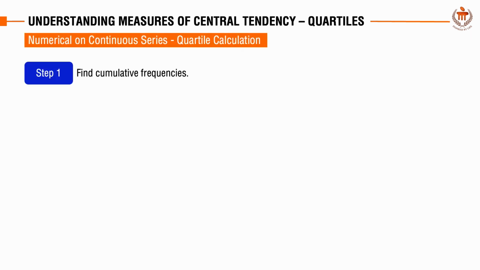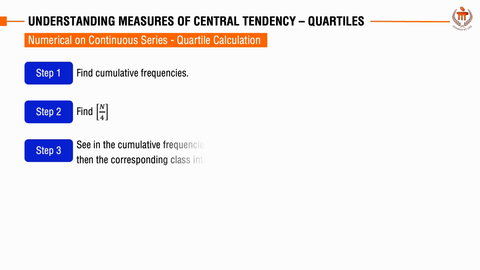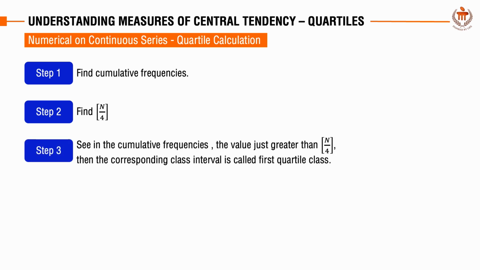Imagine if I give you continuous data, then how will you find the quartile deviation? For that, we need to first find the cumulative frequency. Then, like in the previous question, we have to find the value of n by 4. In the continuous frequency table, the next value which is greater than n by 4, the corresponding class interval is your quartile class. For the upper quartile, we do the same thing.